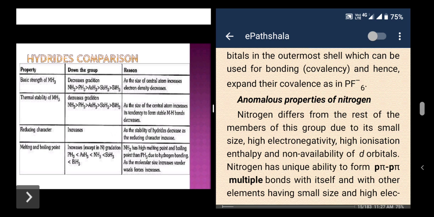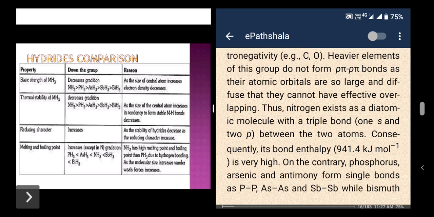Nitrogen differs from the rest of the members of this group due to its small size, high electronegativity, high ionization enthalpy, and non-availability of d orbitals. Nitrogen has a unique ability to form pi multiple bonds, and that is a very important thing. In the others, the atomic orbitals are so large and diffused that they cannot have effective overlapping for pi bonds. So that is also one of the things.